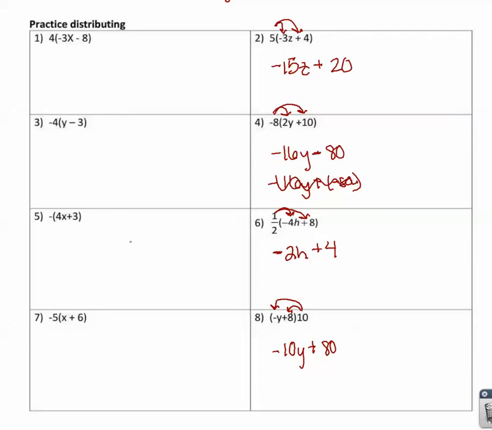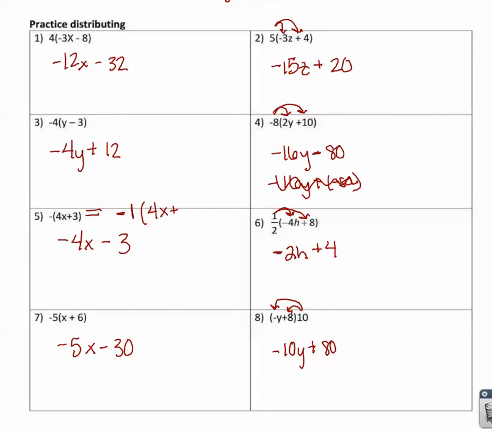Pause the video and try the odds. Check your answers with the following problems. Remember in number 5, that negative out front, that's going to be the same thing as a negative 1 times 4x plus 3. So you're distributing a negative 1 to each term on the inside. Turn the page to page 8.